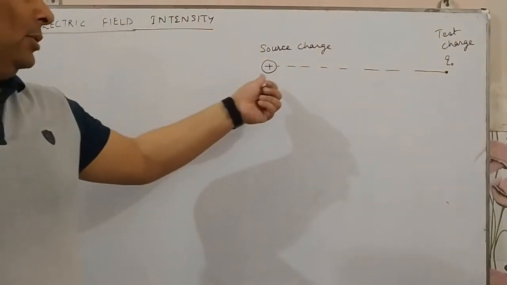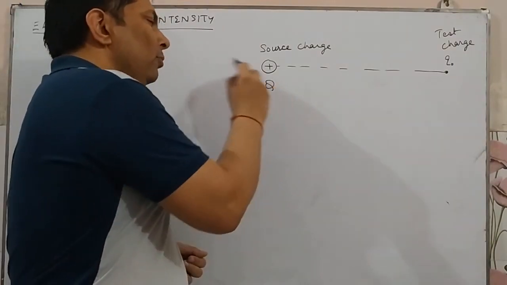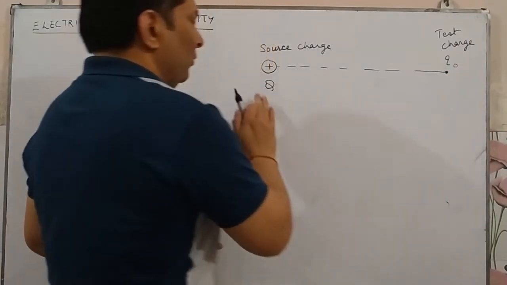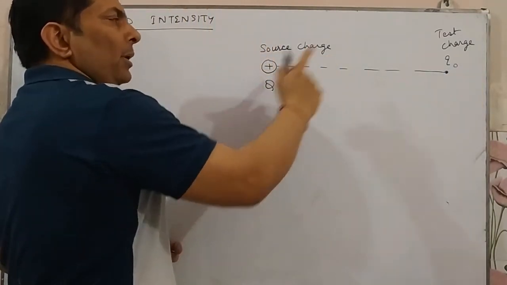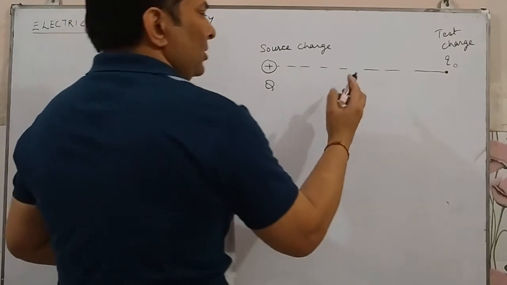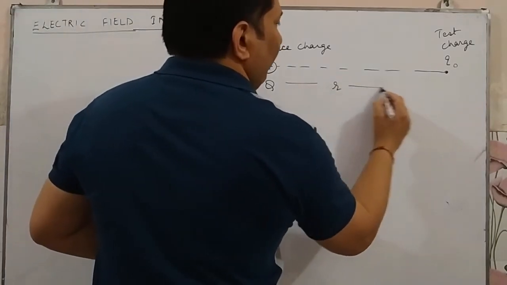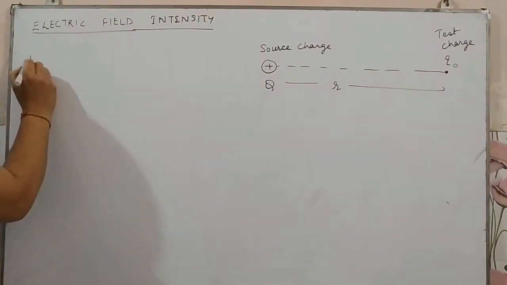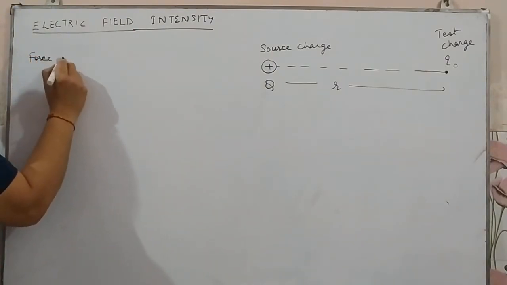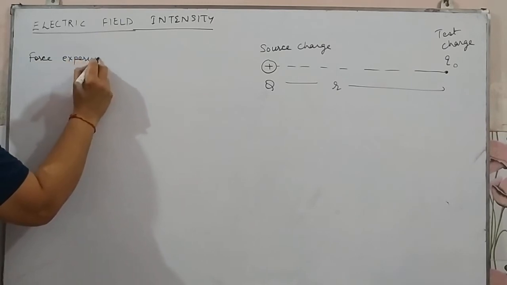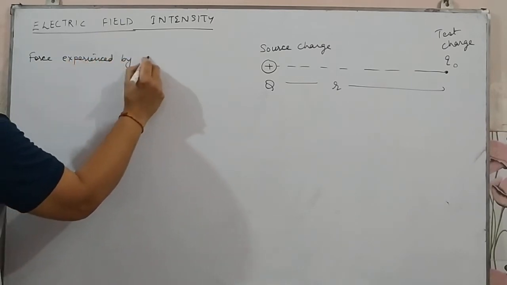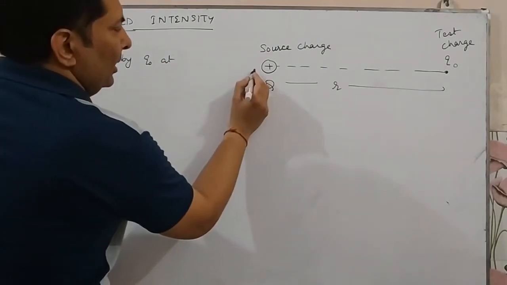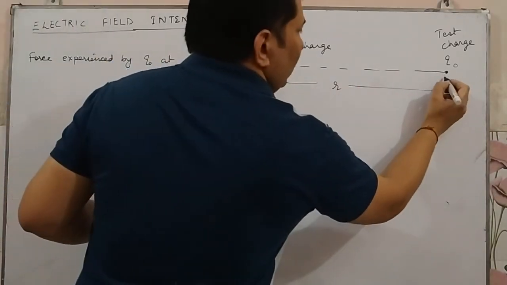So we have taken a source charge denoted by capital Q, and a test charge denoted by Q0. Let the distance between them be R. Now we assume the force experienced by Q0 at, name this point O and this point P.